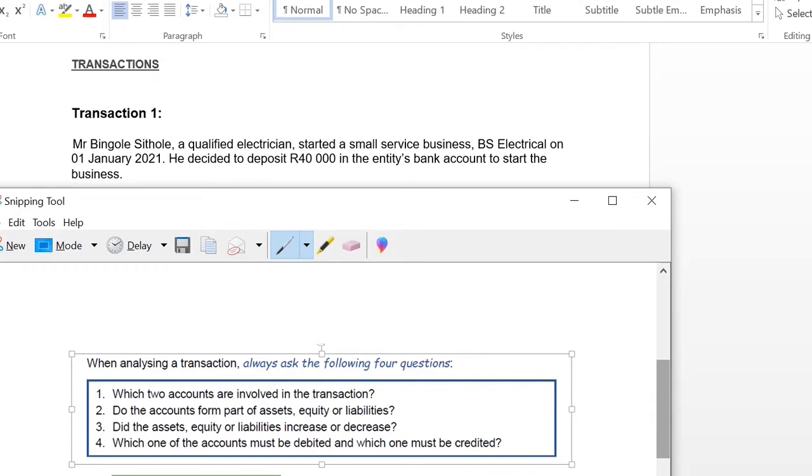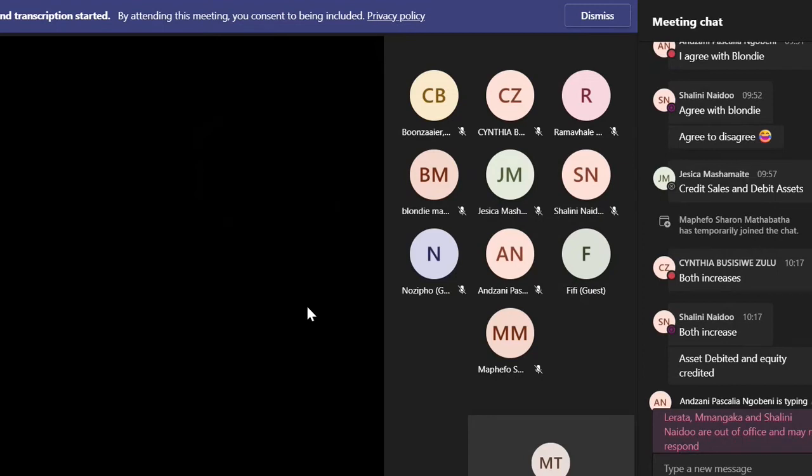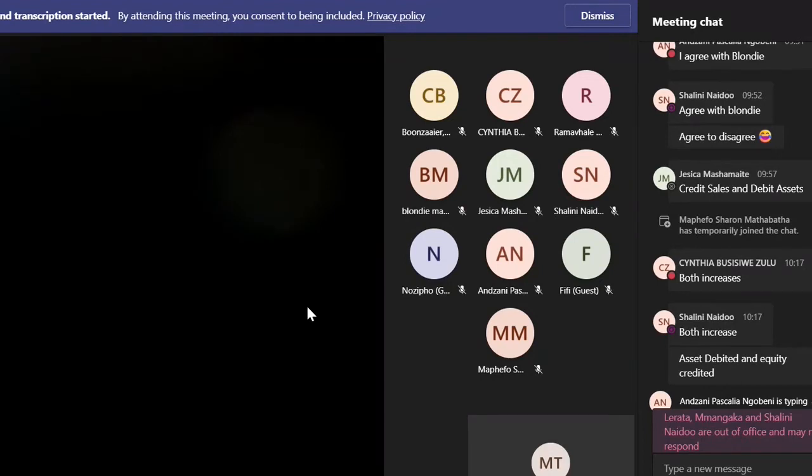Number 4 is, which of the accounts must be debited and which must be credited in the general ledger and the trial balance? I think we debit the bank and we credit the capital. Let's see. Fifi is saying debit bank, credit capital in the general ledger. And Shalini said asset debited, equity credited.